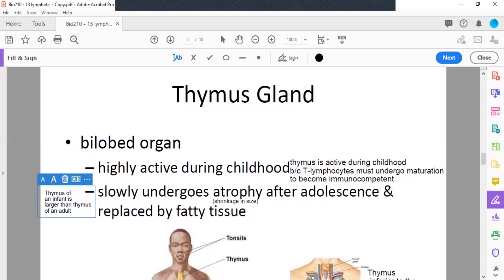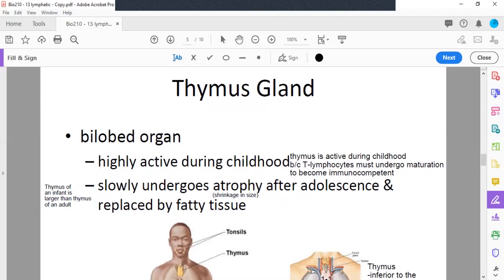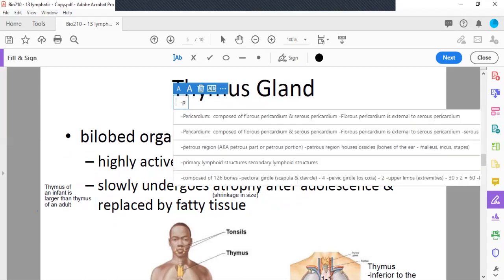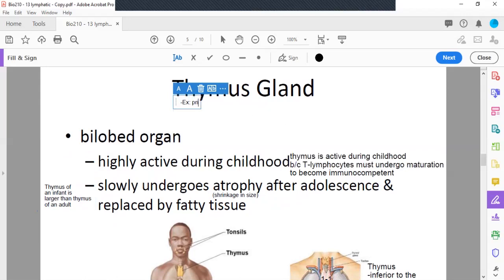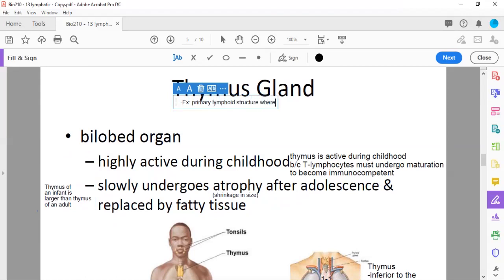Okay, moving on. So once again, the thymus gland is an example of a primary lymphoid structure, and function-wise, it's a site where the T lymphocytes undergo maturation to become immunocompetent.